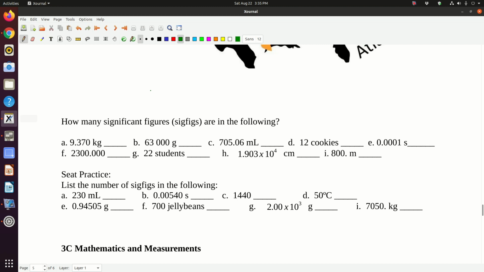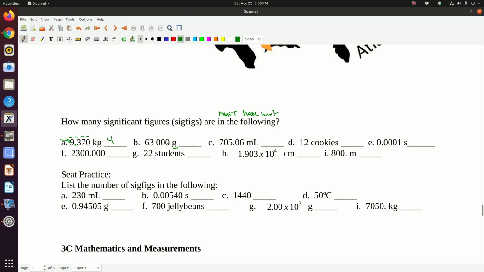So that brings us to this. How many significant digits are in the following? Okay, so I'm going to do the first one with you. I'm going to keep following the Atlantic Pacific rule. The decimal is present, so it comes from the Pacific. So 1, 2, 3, 4, 4 sig figs. We have a unit, that's important. Must have a unit.